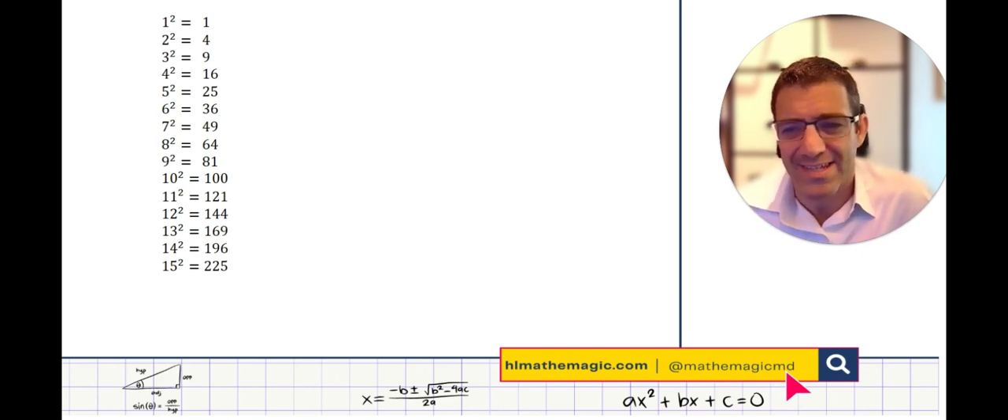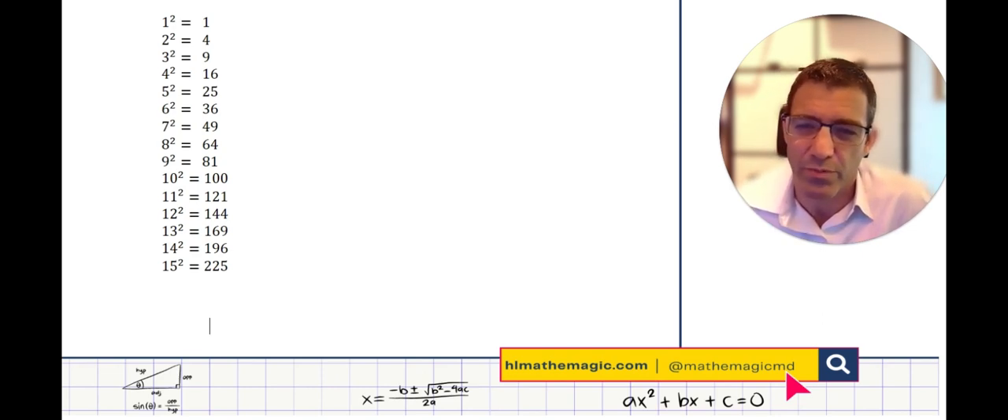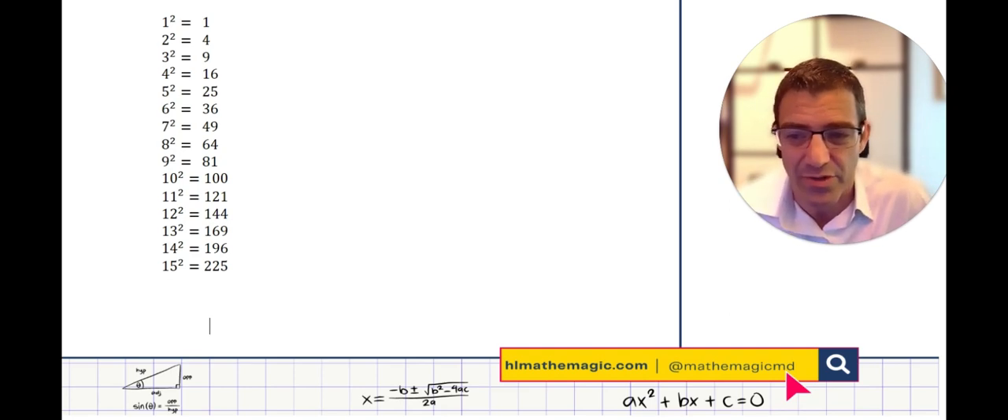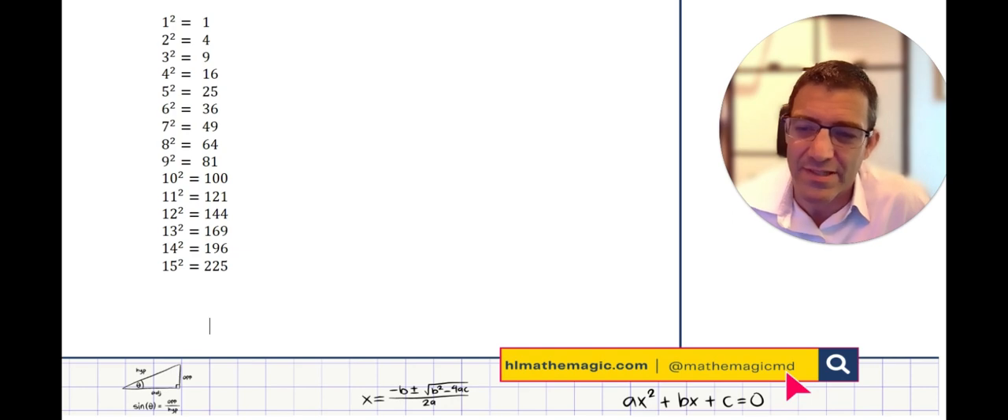I think the first 10 are pretty straightforward because you've probably learned them as part of your times tables. 1 squared is 1, 2 squared is 4, 3 squared is 9, 4 squared is 16, 5 squared is 25, 6 squared is 36, 7 squared is 49, 8 squared is 64, 9 squared is 81, 10 squared is 100. 11 times 11 is in your 11's times tables, and that's 121. 12 squared is 144, that's in the corner of your times tables, so it's usually the last number we learn to multiply. 13 squared is 169.